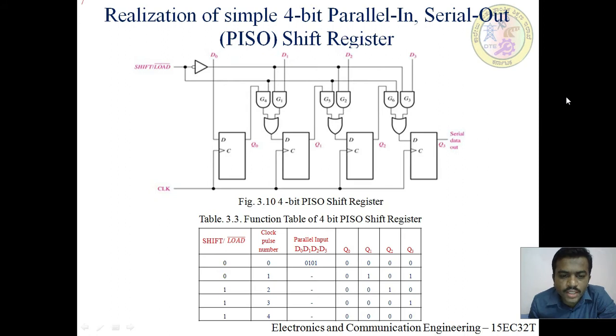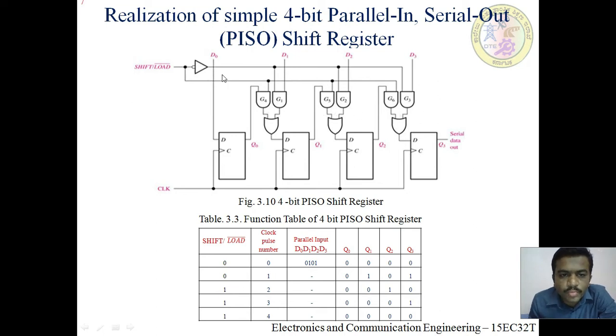Figure 3.10 shows a 4-bit parallel in serial out shift register. Here the data bits are denoted as D0, D1, D2 and D3. In order to select the mode of operation for this 4-bit parallel in serial out shift register, we have the signal shift load bar. When this shift load bar signal is set to 0, the load operation is activated. The AND gates denoted as G1, G2 and G3 are enabled. The AND gates denoted as G4, G5 and G6 are disabled.